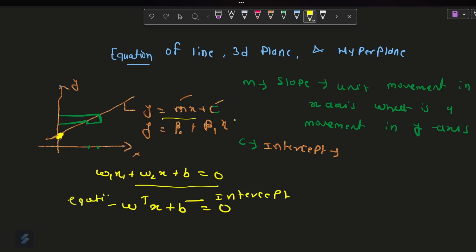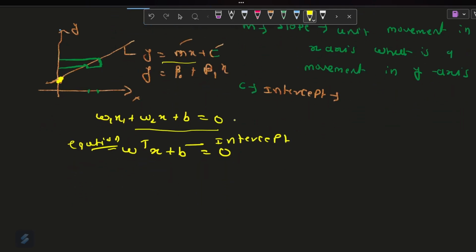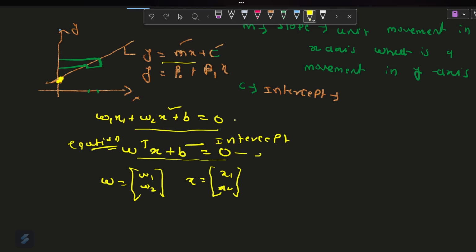This is the equation of a line. And how are we writing it? w is nothing but w1 and w2, and x is nothing but x1 and x2. Simply we take the product of both, so we get that type of equation. So we can write it in the format of w transpose x plus b is equal to 0. This is the equation of a line.